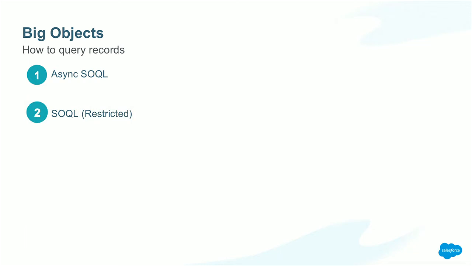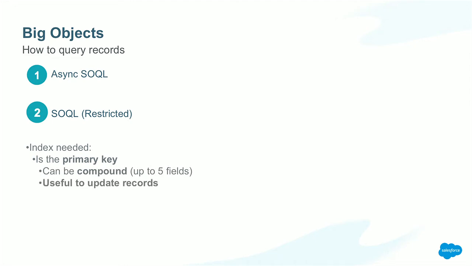We could use SOQL with some restrictions, and to explain the restrictions, first I have to talk about indexes. From API 40, it's compulsory that you define an index when you are going to deploy a big object on your organization. And this index is going to be the primary key or the unique identifier of the records in that highly scalable database. This index can be compound, up to 5 fields, and is going to be useful to update records.